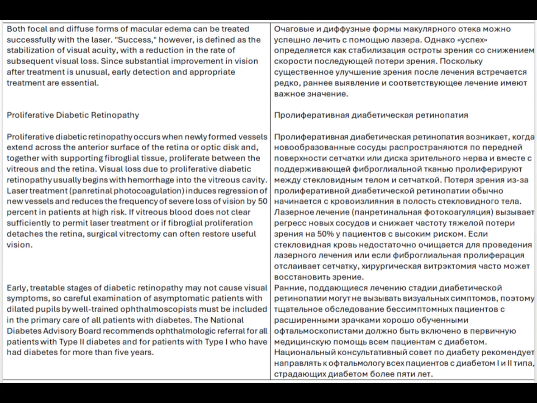Proliferative diabetic retinopathy. Proliferative diabetic retinopathy occurs when newly formed vessels extend across the anterior surface of the retina, or optic disc, and, together with supporting fibroglial tissue, proliferate between the vitreous and the retina. Visual loss due to proliferative diabetic retinopathy usually begins with hemorrhage into the vitreous cavity. Laser treatment, panretinal photocoagulation, induces regression of new vessels and reduces the frequency of severe loss of vision by 50% in patients at high risk.